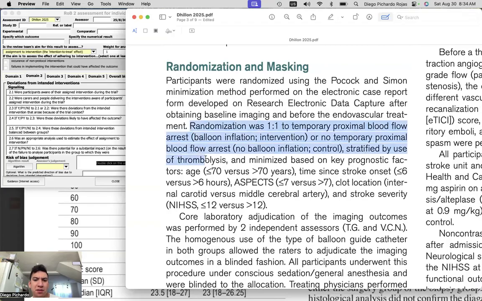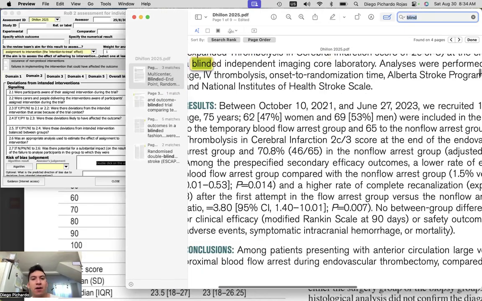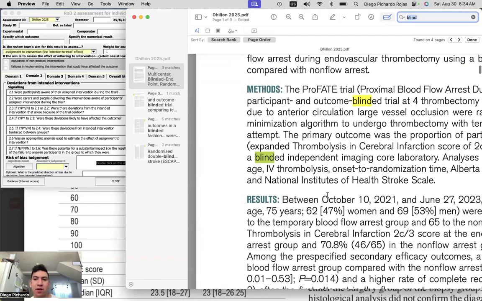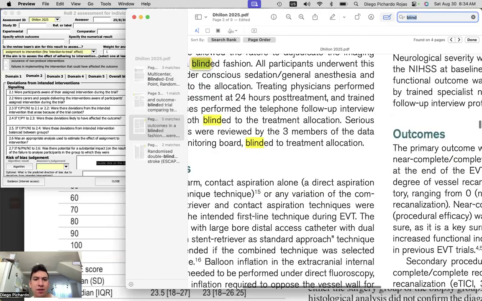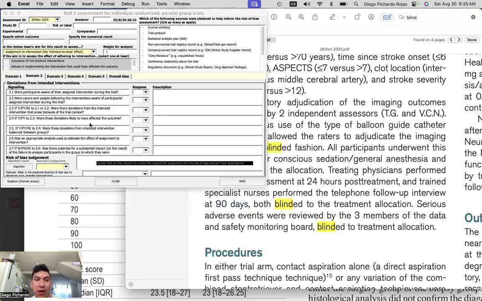Okay, randomization. So we got all of the data. What I usually like to do is just look up for blind, all right? So let's just look up the methods. Okay, yeah, they were blinded. Both were blinded up to 90 days, which was the last moment of evaluation, all right? So they were blinded. Basically they were blinded throughout, so that's really good.